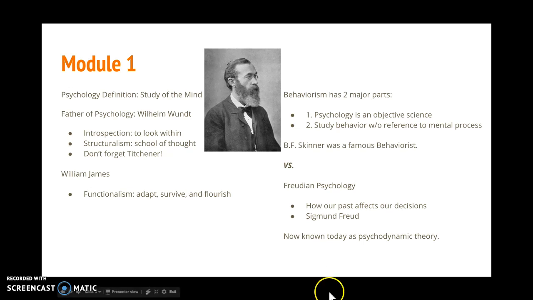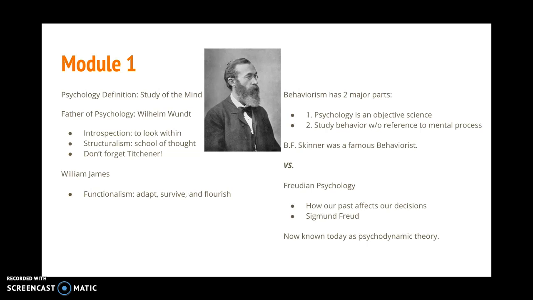You see the man in the middle? That's him. He and his student Titchener created a school of thought known as structuralism. What structuralism did was use a new concept known as introspection. To introspect is to look within yourself, which wasn't exactly scientific. Right after that, an American scholar known as William James created a school of thought known as functionalism. This is really similar to the Darwinian ideas of why humans do certain things. It dealt with the evolutionary concepts about adapting, surviving, and flourishing.